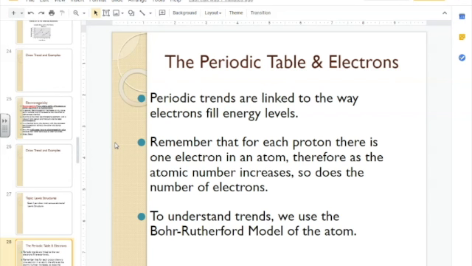So the periodic table and electrons. Periodic trends are linked to the way electrons fill energy levels, which we'll talk about more in a little bit. But remember, for each proton you have an electron, the same amount. So as the atomic number increases, so does the number of electrons.